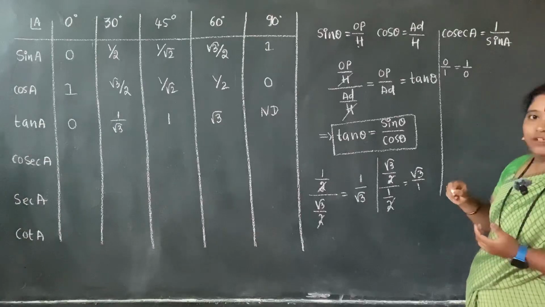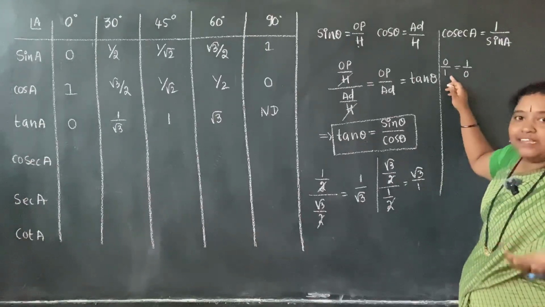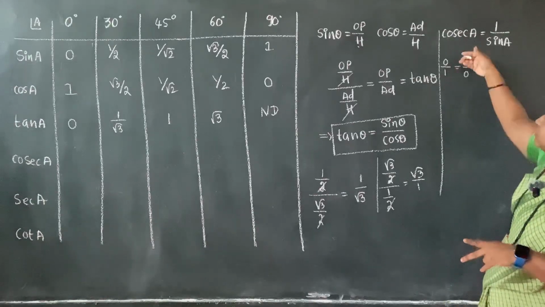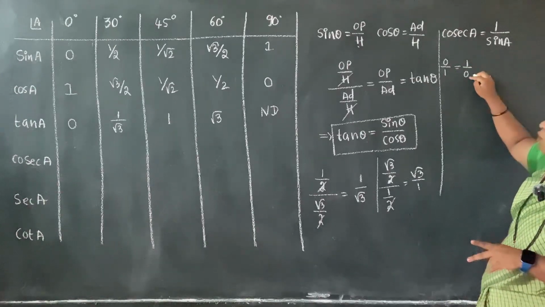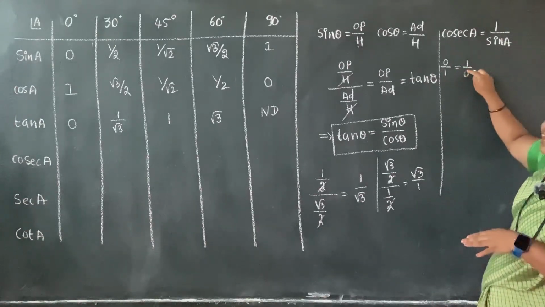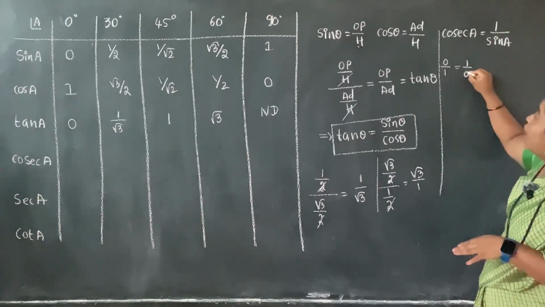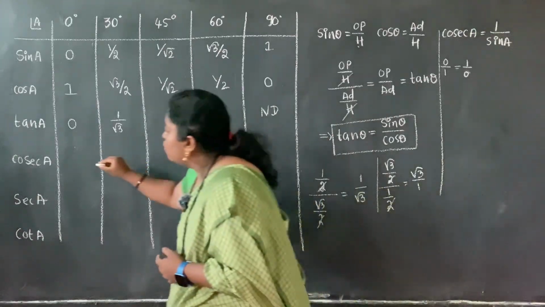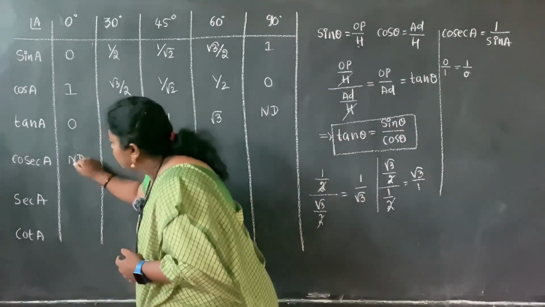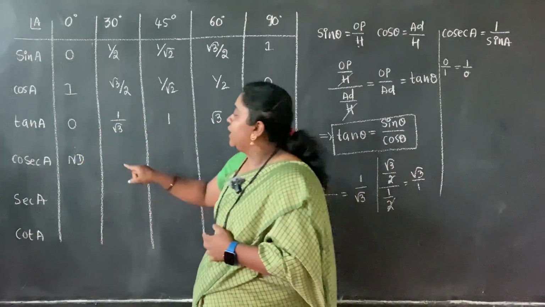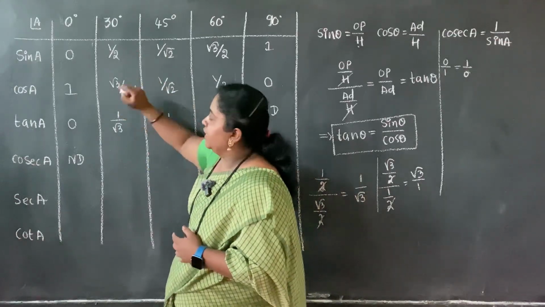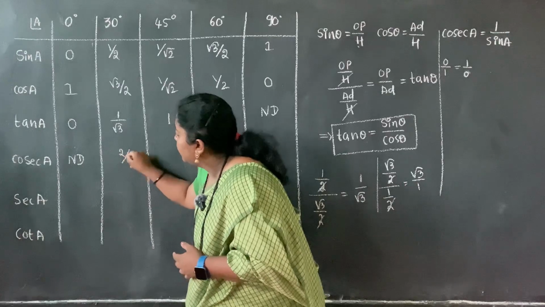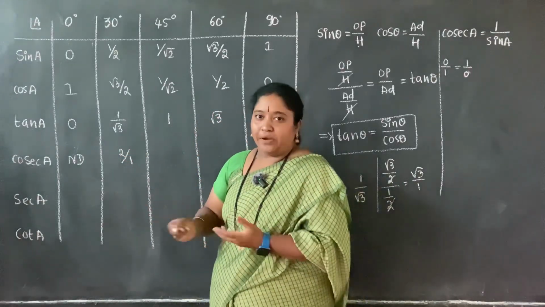If it is 0 by 1, if I reciprocal it, what will it become? 1 divided by 0. By default, if nothing is there in the denominator, that means 1 is there in the denominator. So I reciprocal it. I got 1 by 0. When the denominator is 0, then you know that I have to write here not defined. Yes or no? Not defined. Understanding? Next, cosec 30 degree. See, sine A is 1 by 2, so cosec 30 will be 2 by 1. That is 2 itself.